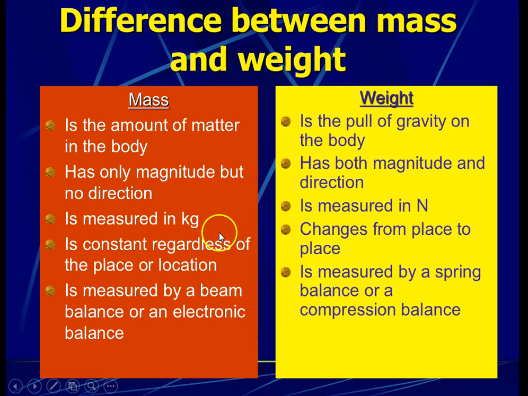Mass is measured in kilograms, while weight is in newtons, capital N. The mass of an object remains constant regardless of place or location. However, the weight of an object changes from place to place depending on the gravitational field strength of that location. Mass can be measured by a beam balance or electronic balance, while weight can only be measured by a spring balance or a compression balance.